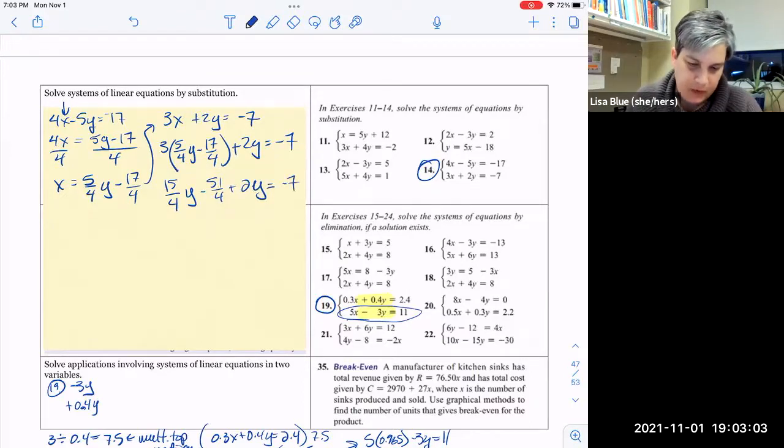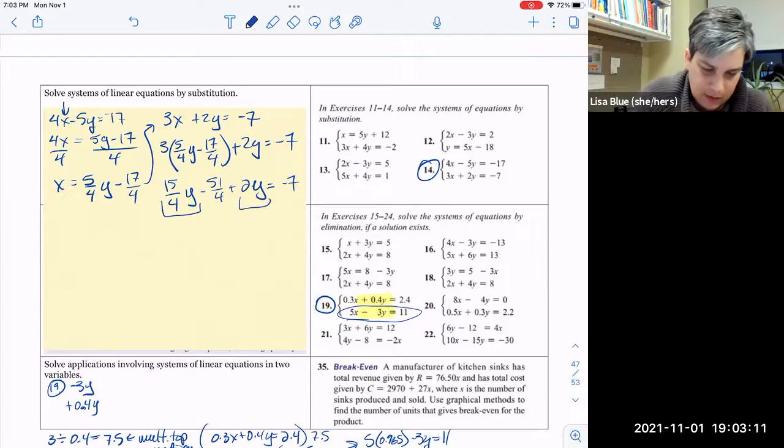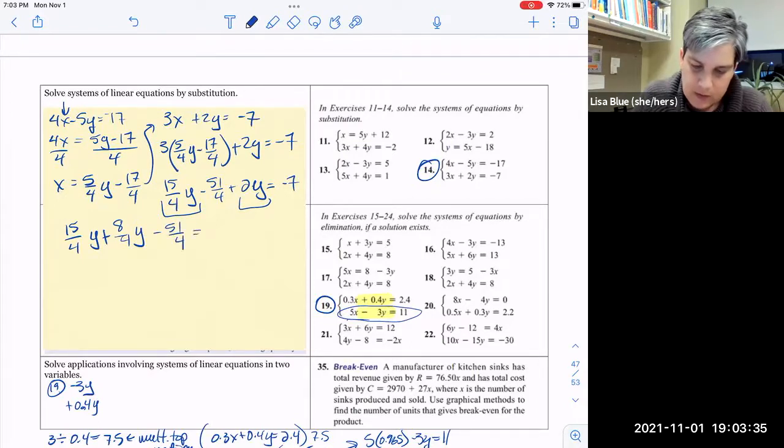Okay. So let's see, 15/4 y and 2y, I can combine those terms. And so I'm going to call this 15/4 y plus, if we turn 2y into fourths, 8/4 y. And then we're going to subtract 51/4. That's equal to, if we do 7 into fourths, 7 times 4 gives us negative 28/4.